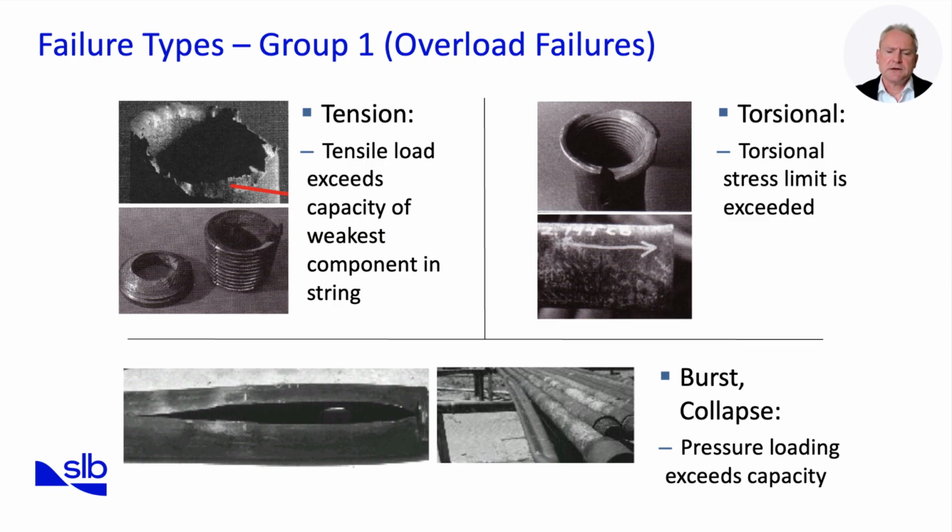The key to prevention lies in proper design safety factors, accurate load calculations, and adherence to operational guidelines. Overpull should always remain below 80% of the pipe's tensile capacity, and torque should be carefully monitored, particularly in high-friction directional wells. Good operational discipline, including controlled tripping and rotation speeds, helps ensure that the drill string is not inadvertently pushed past its limits.